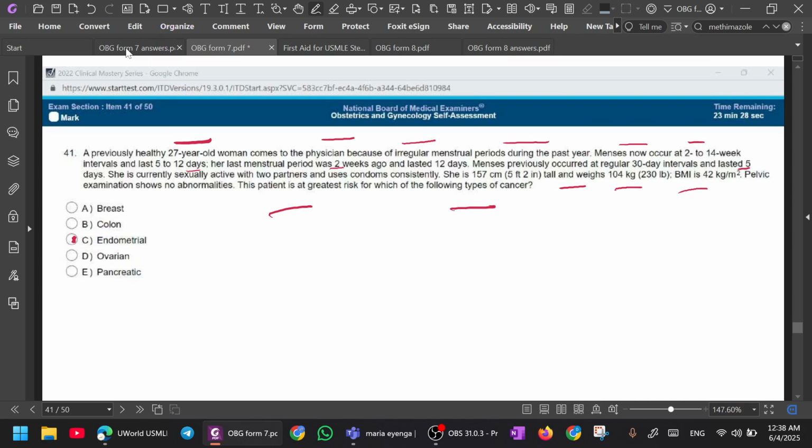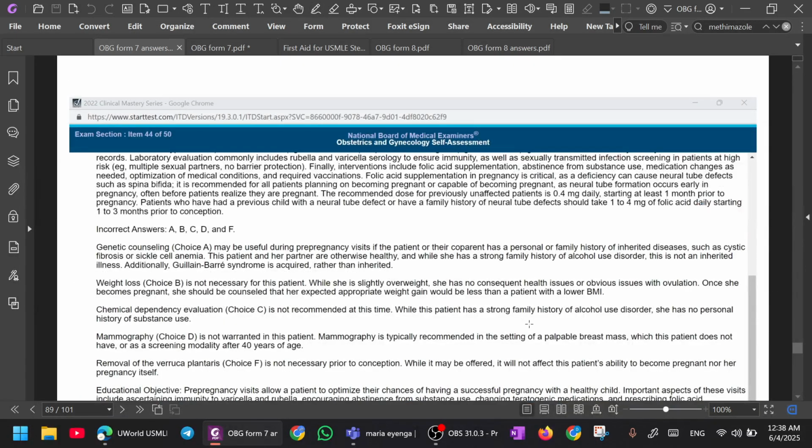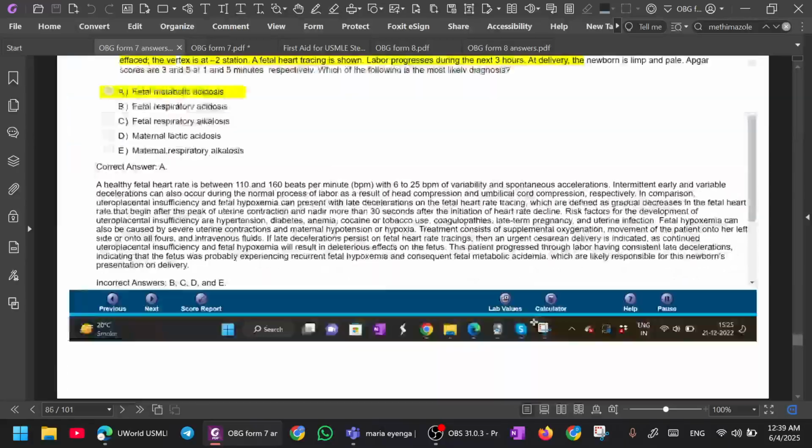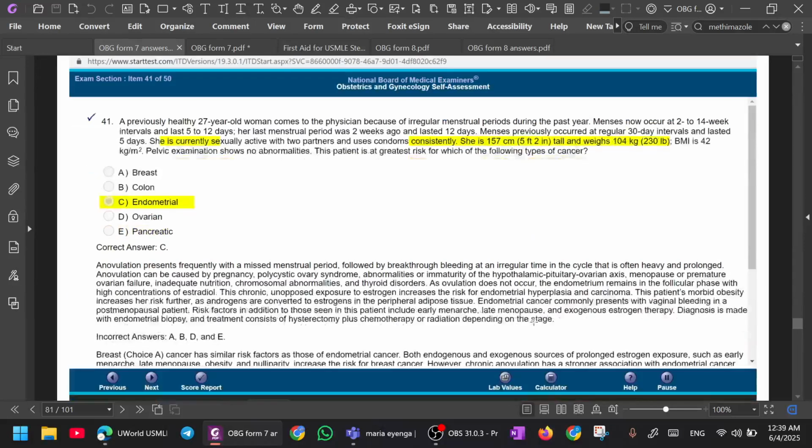This is endometrial. Anovulation presents frequently with a missed menstrual period, followed by breakthrough bleeding at an irregular time in the cycle that is often heavy and prolonged. Anovulation can be caused by pregnancy, PCOS, immaturity of the hypothalamic-pituitary-ovarian axis, menopause, premature ovarian failure, inadequate nutrition, chromosomal abnormalities, thyroid disorder. As ovulation does not occur, the endometrium remains in the follicular phase with high concentration of estradiol.